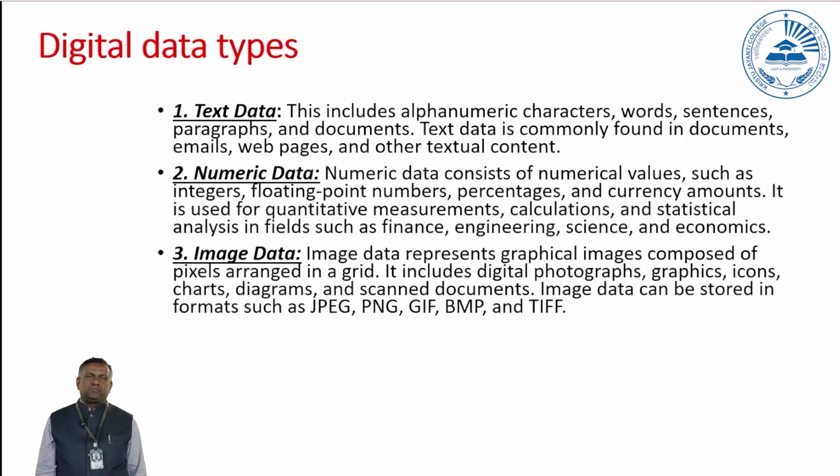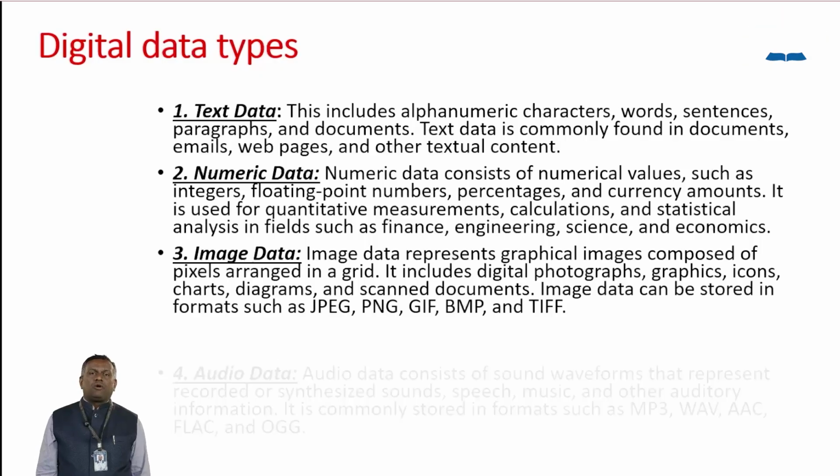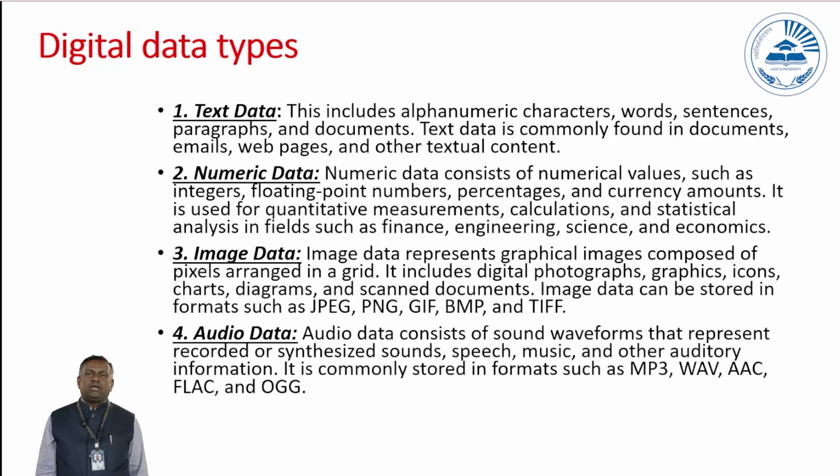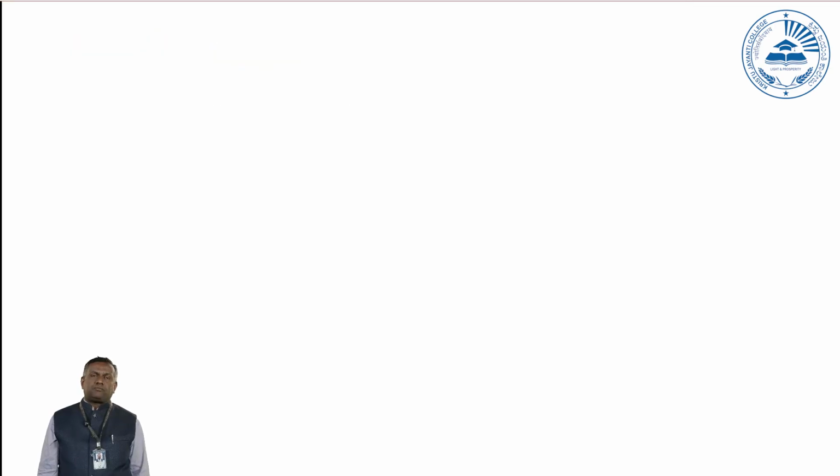That is image data. The fourth one we are going to understand is audio data, the data considered as sound waves that can be represented, recorded, or synthesized as sounds, speech, music, and other auditory information, which is commonly stored in the very famous formats MP3 or OGG. These are what we can find across the digital data types.